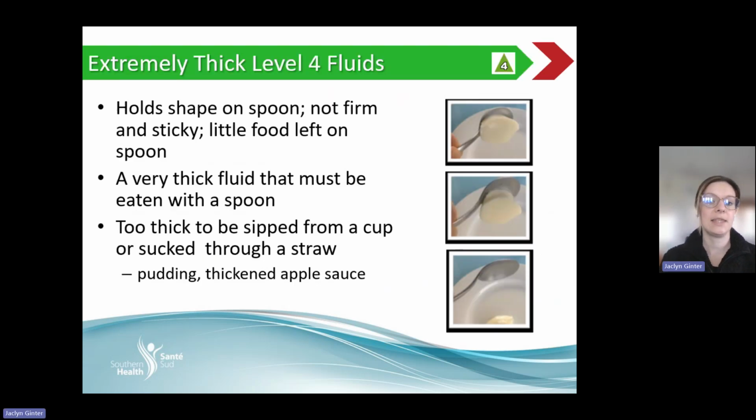And lastly, the extremely thick level 4 fluids. These hold their shape on a spoon. It's not firm or sticky. There'd be little food left on the spoon if you drop it, like in the picture here. So it must be eaten with a spoon. It'd be too thick to be sipped through a straw. Examples would be pudding or a thickened applesauce.